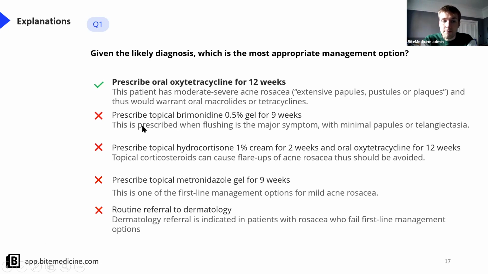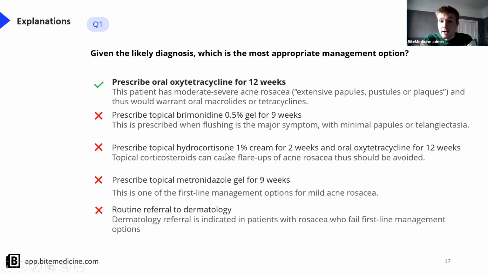Now, if the patient comes and they've just got flushing features with minimal papules or telangiectasia, you can give topical brimonidine gel. And this would be a very, very difficult question if this was the correct answer. It would be unlikely to expect this even in finals, to be honest. But for those of you who want to shoot above and beyond, it's good to know about.